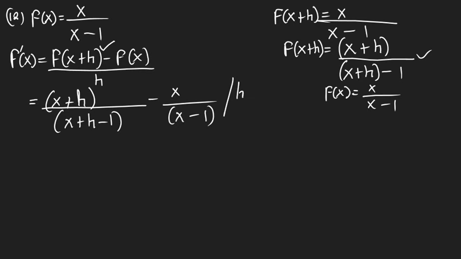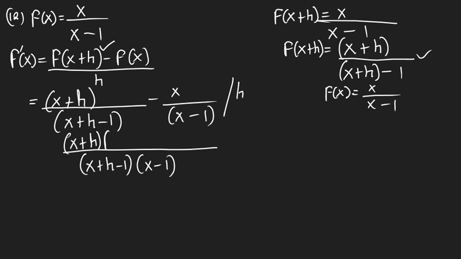Everything will be all over h. What is the common denominator? Work out whatever is on top. Our common denominator is simply x plus h minus 1, then x minus 1. x plus h minus 1 into this, we are going to have x plus h, then x minus 1.